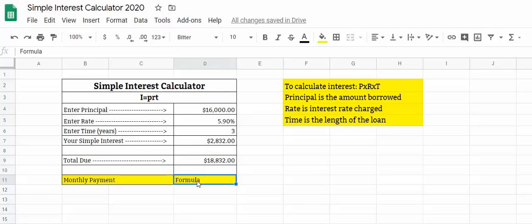And now let's figure out the monthly payment. So start with your equals, and we want the total due divided by, and 3 years times 12 months in a year would be 36 payments. So $523.11 is our monthly payment.